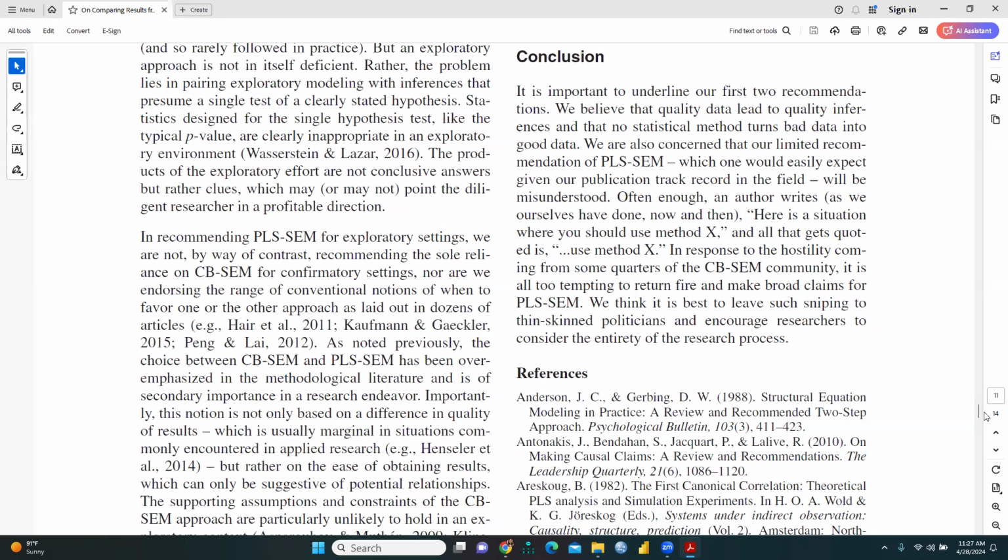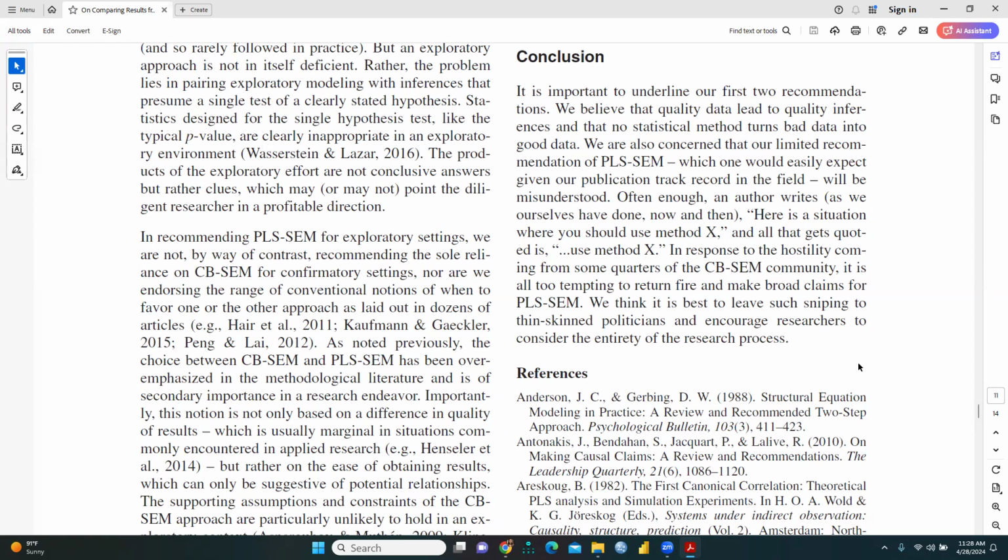Often enough, an author writes, as we ourselves have done now and then, here is a situation where you should use method X, and all that gets quoted is use method X. Clearly, for the CVSEM community, it is all too tempting to return fire and make broad claims for PLS-SEM. So we think it is best to leave such sniping to thin-skinned politicians and encourage researchers to consider the entire research process.